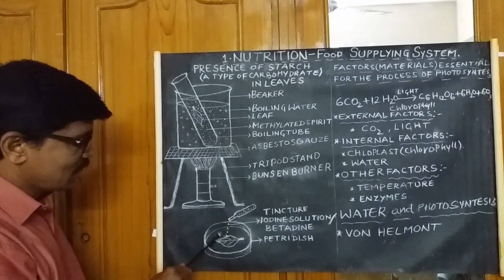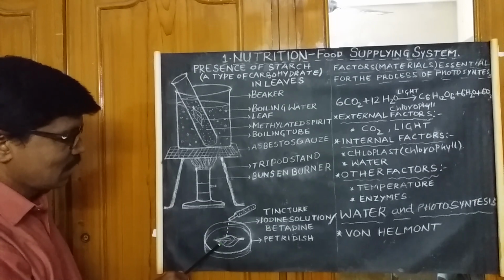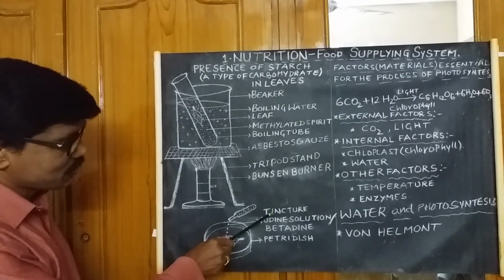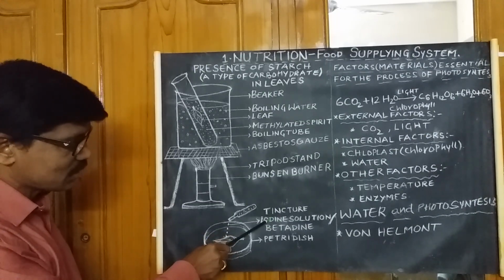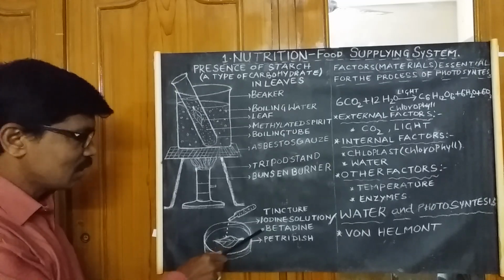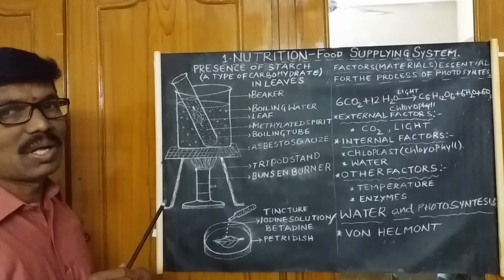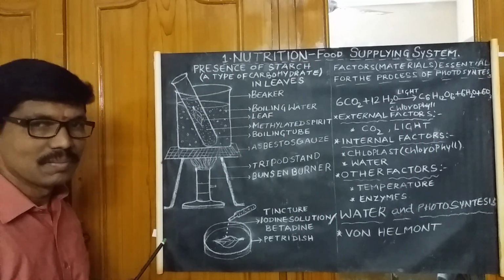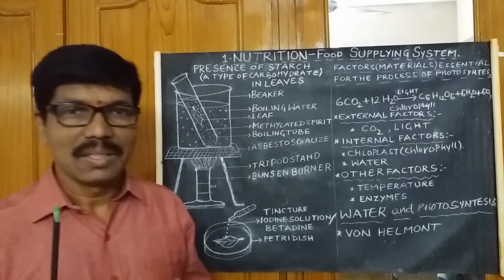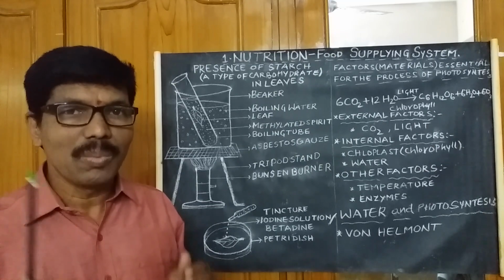Spread the leaf in a petri dish. Add a few drops of tincture iodine solution or betadine solution. Again, observe the leaf. Observation: the leaf turns blue-black in color.